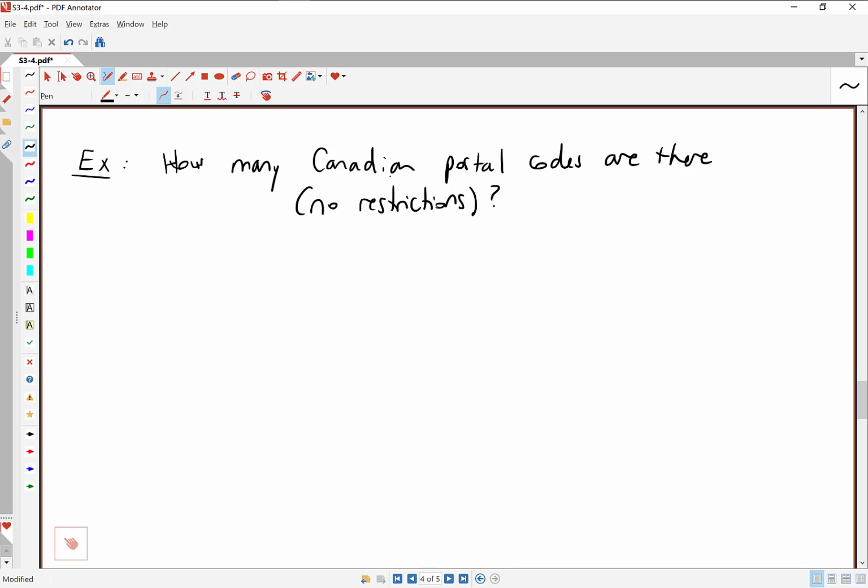So now we want to figure out how many Canadian postal codes there are, and we're going to assume that there are no restrictions. So a Canadian postal code looks like this. Let's write down an example. It's got a letter, then a number, then a letter, then a number, then a letter, then a number.